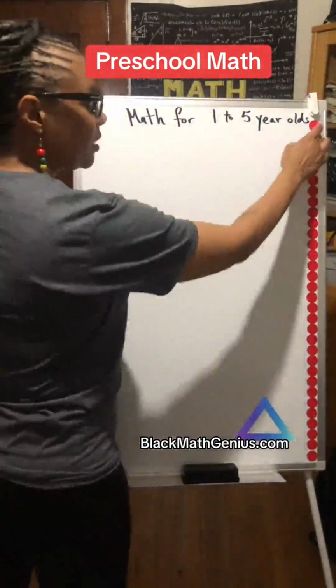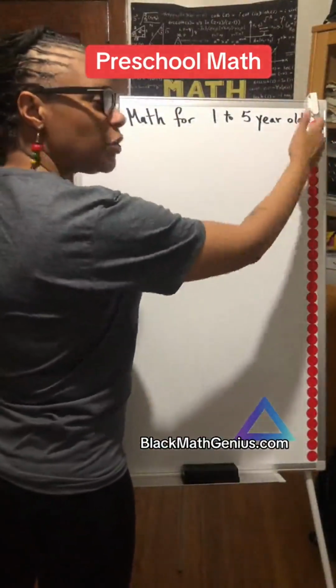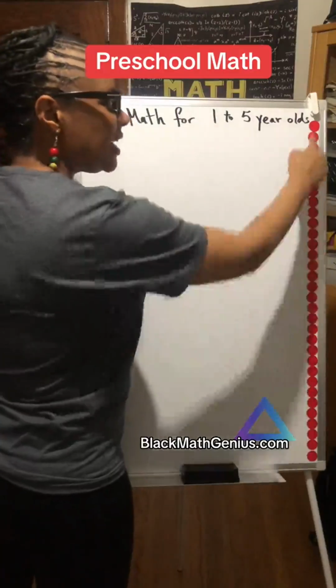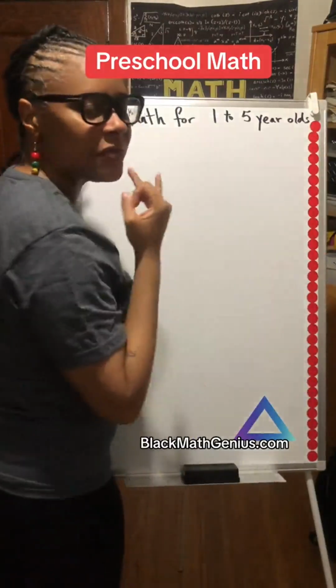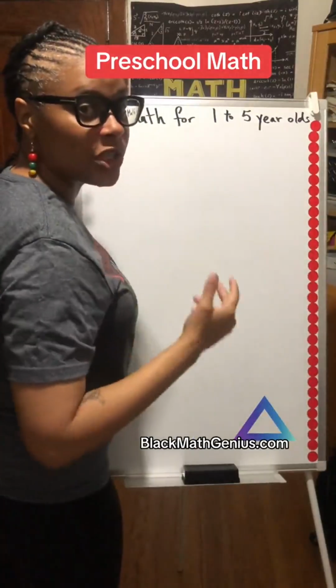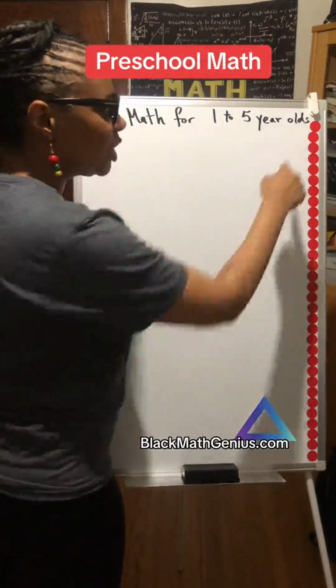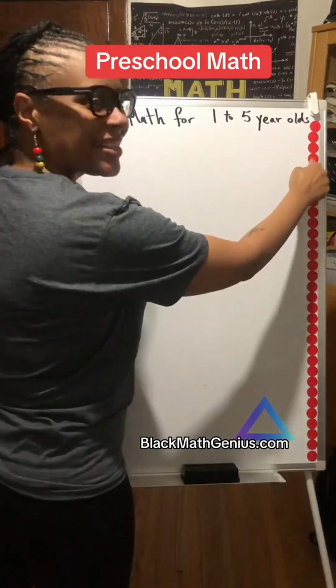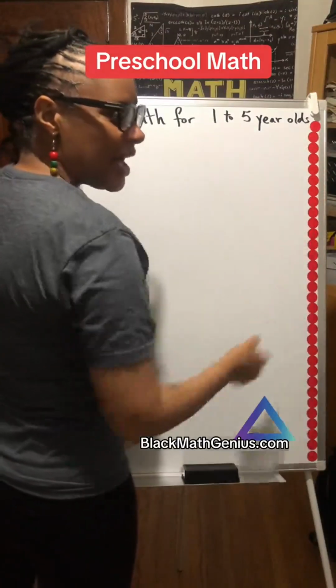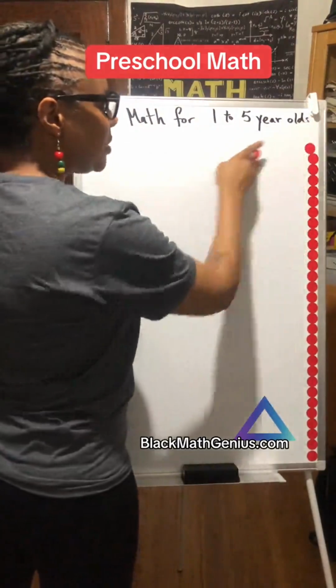First, just counting. 1, 2, 3, 4. Notice I have manipulatives here. They can touch. They can use their fingers. It's okay to do that. You can do it with Cheerios. You can do it with M&Ms. But you want to let them connect with the mathematics. Now, they can count. How many?